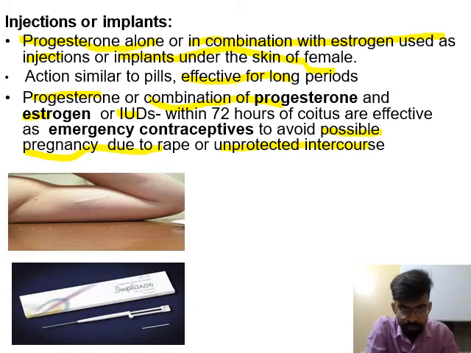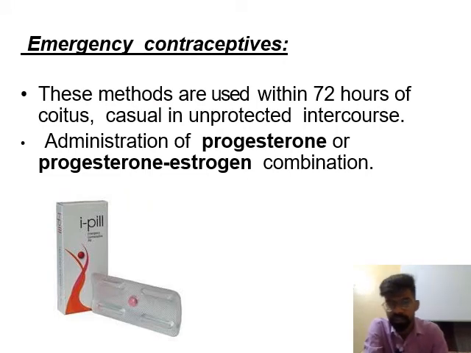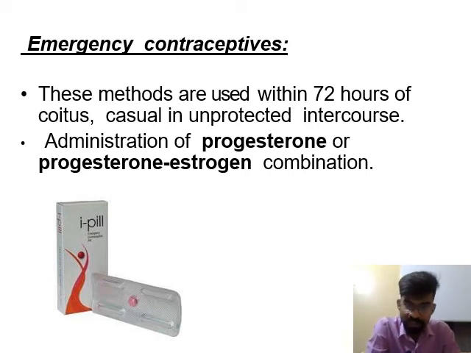The next, yes, this is emergency contraceptive, and as you just mentioned, it is effective within 72 hours of coitus. If the intercourse takes place, these pills will be effective only within 72 hours. This contraceptive has a combination of progesterone and estrogen, and the common names of emergency contraceptive are I-pill or Unwanted 72.